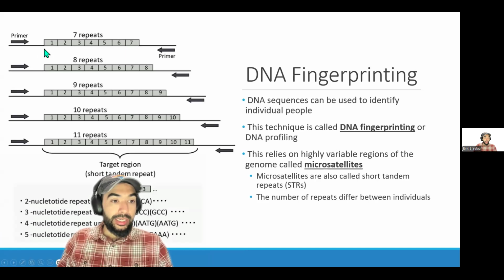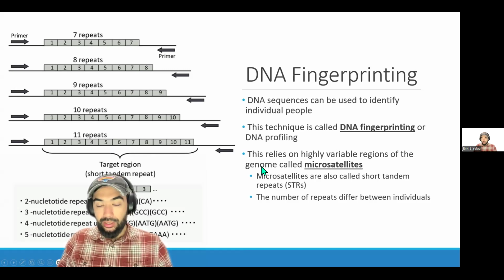Here is the same locus in different individuals, and we can see that different individuals can have different numbers of repeats. And so you might have 7 repeats in yours, where I might have 8 repeats, where Lauren might have 9, and Jacob might have 11. So every individual will have different numbers of the repeat present for that particular locus.